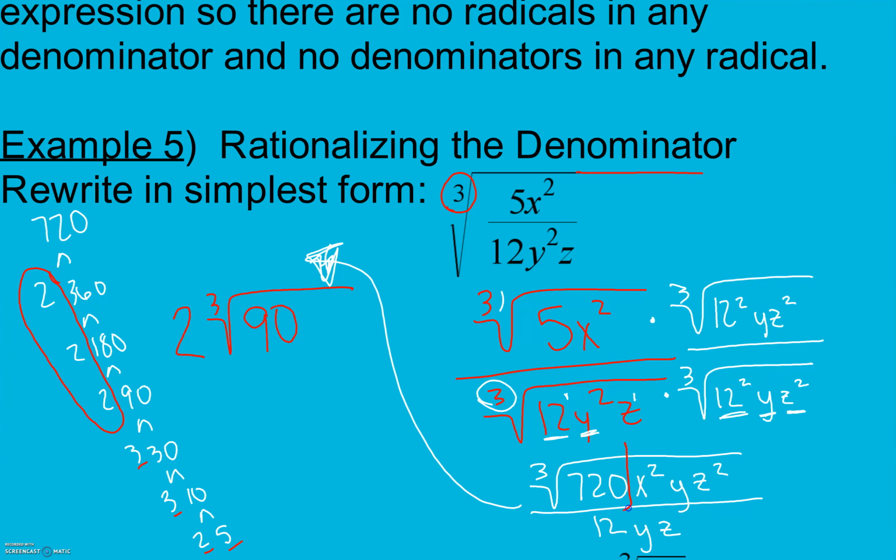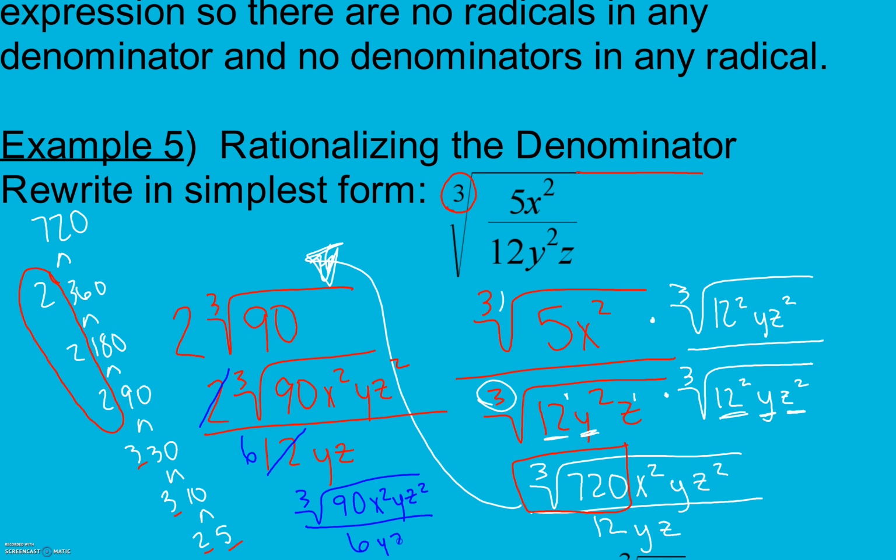So instead of having this part right here, I'm going to rewrite it as 2 times the cube root of 90. And I still need to bring my variables over. X squared, y, z squared, over 12y, z. Final step here, 2 and 12. I can divide a 2 out of each of them. I get the cube root of 90, x squared, y, z squared, over 6y, z.